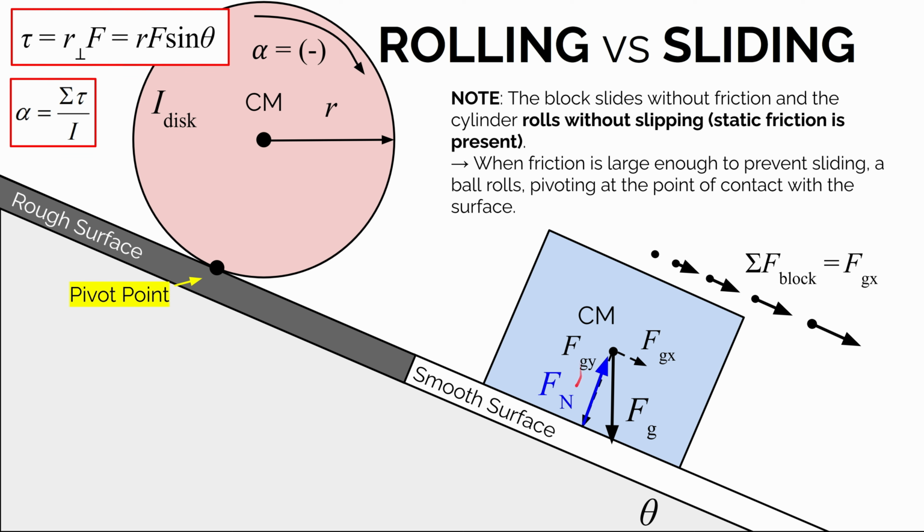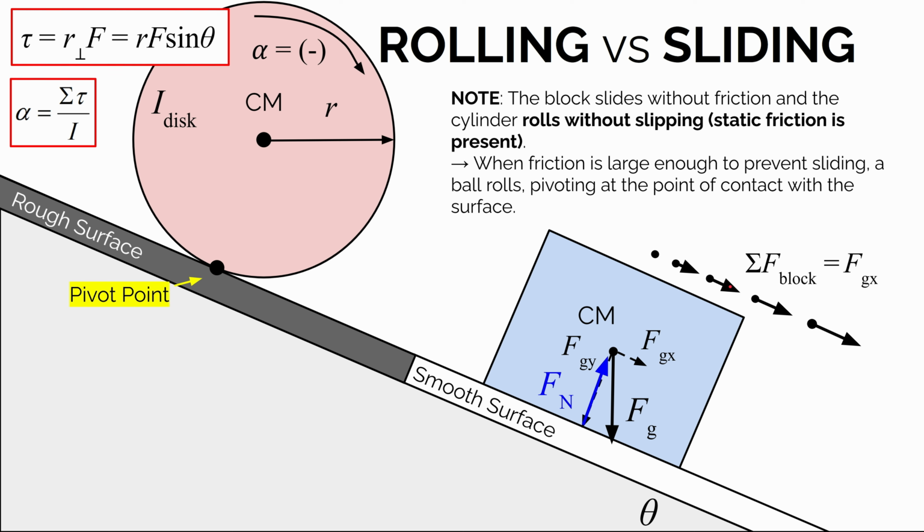So let's say we have a block on a smooth surface, so friction is negligible. It feels a gravitational force down. The normal force is always pushing up perpendicular to the surface. In this case, if there's no friction, the block's going to naturally accelerate down the incline parallel to the surface, because when we add up all the forces on the block, what's left over is the x component of gravity.